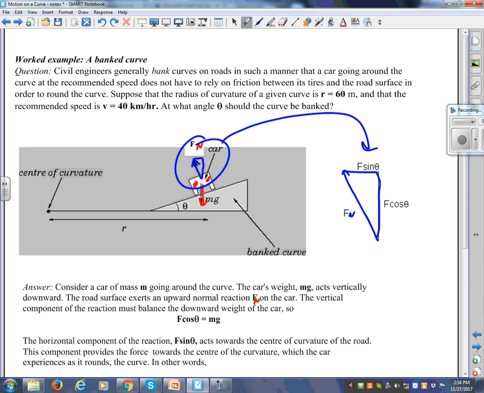Wait, why are you switching to FN now? This was Fn here. Yeah, it's the normal force, right?